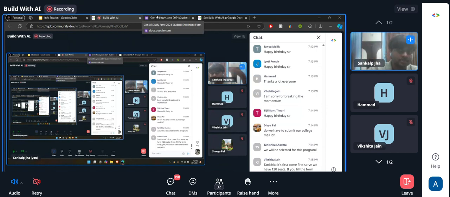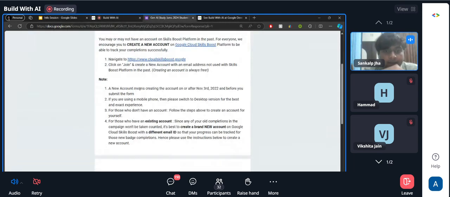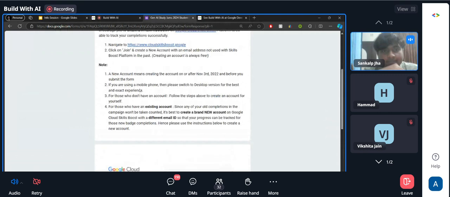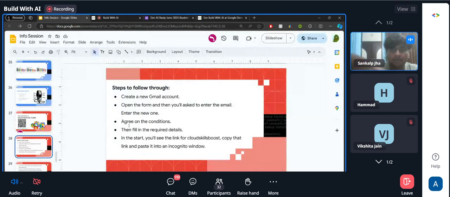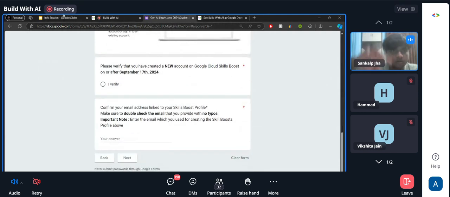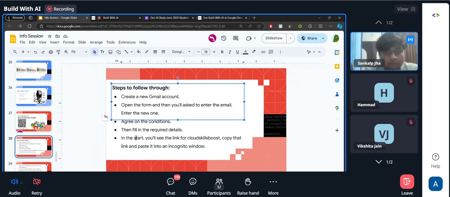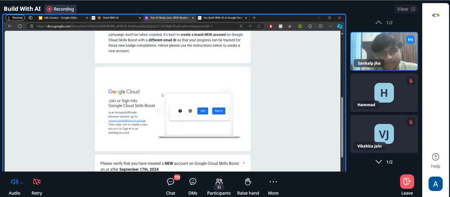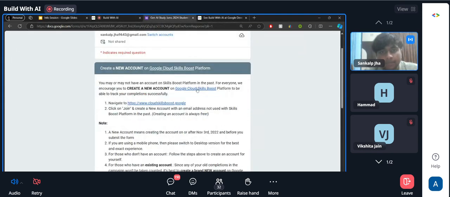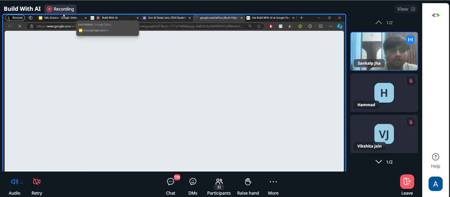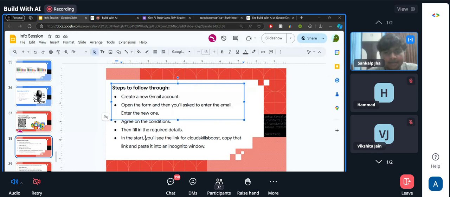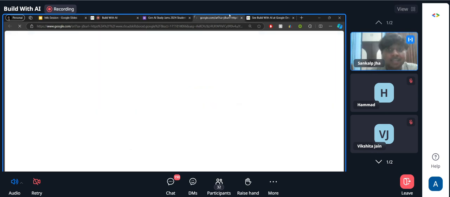If problems persist later, our WhatsApp group is there. Please feel free to ask our seniors. And basically, if I tell you in very simple language, what all this fuss is about: I had written here that once you fill all the required details, in the start, you will see the link for the cloud skill boost, which is over here. All right. You click on it and Cloud Skill Boost will open for you. And you have to copy paste this link in incognito.